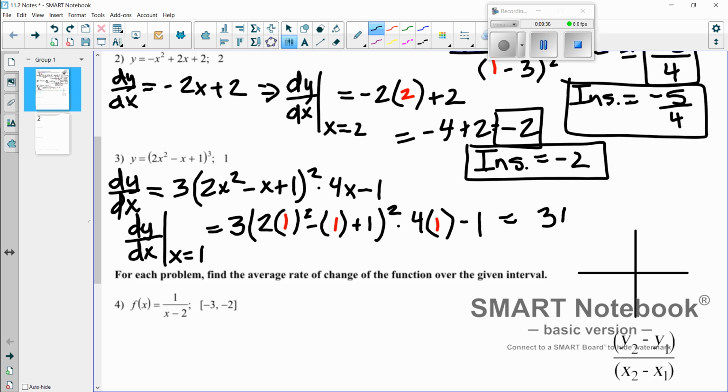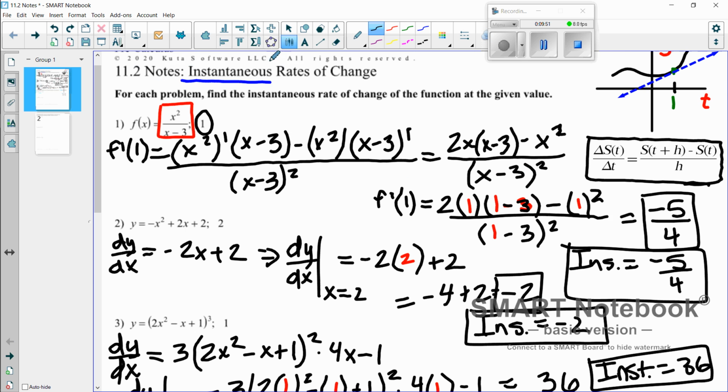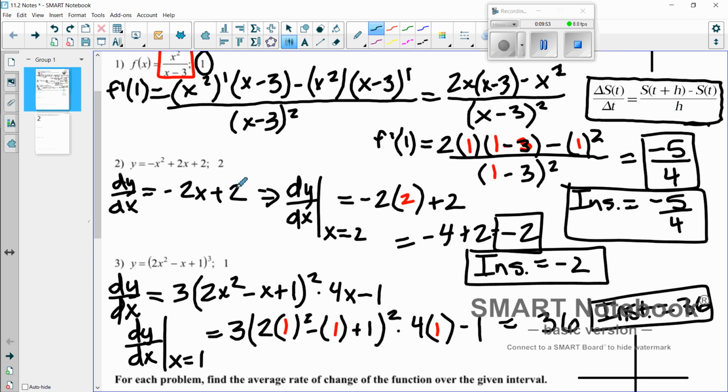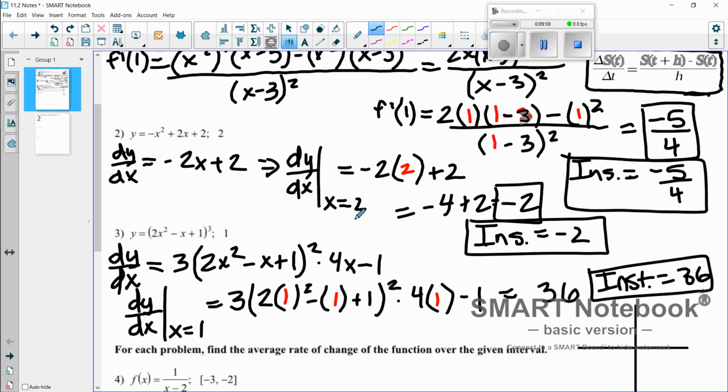So check that one out. See if you got it. Again, maybe you want to write it as instantaneous, okay, equals 36. Instantaneous velocity equals 36. So there's the first 3, okay? So not much new besides the vocabulary, right? We're just taking the derivative and then finding the rate at the given value. Again, we're not even talking about position or time here.